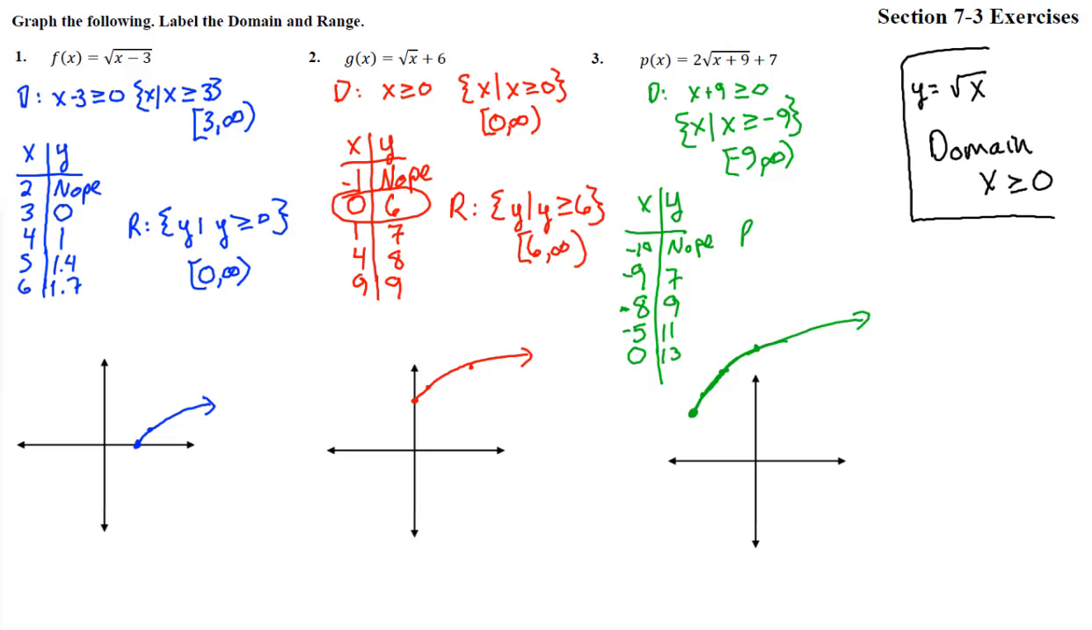So the range on this guy is that y is going to start at 7 and just get bigger. So y is greater than or equal to 7. We would also write that as 7 to infinity. That's interval notation. And I think that's what our graph would look like. I think that does it. Excellent.